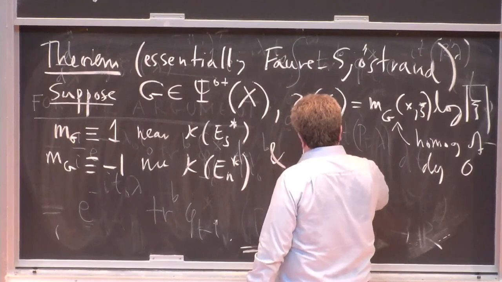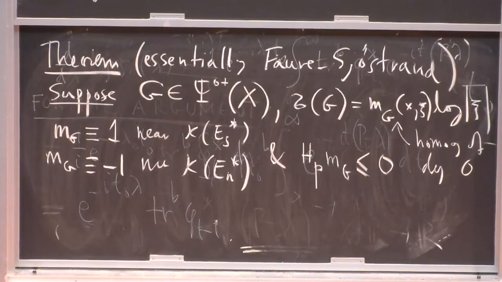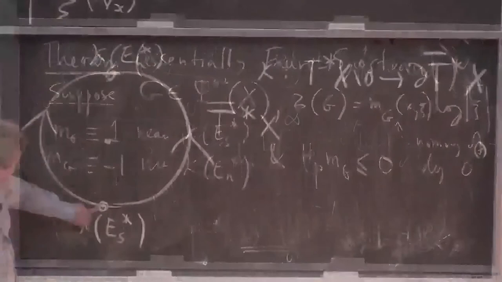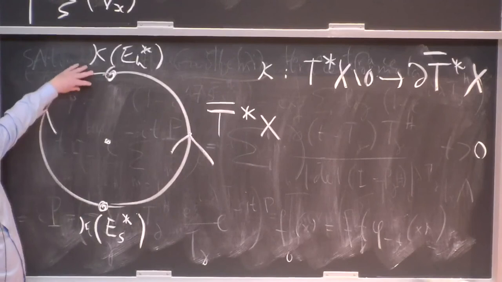So, you know, it stands to reason that such a thing is possible. Some work is needed to prove it exists, but if I have something which is equal to 1 here and minus 1 here, I should be able to connect it by something which decreases along the flow. Because it's one here, minus one here, the flow goes that way.